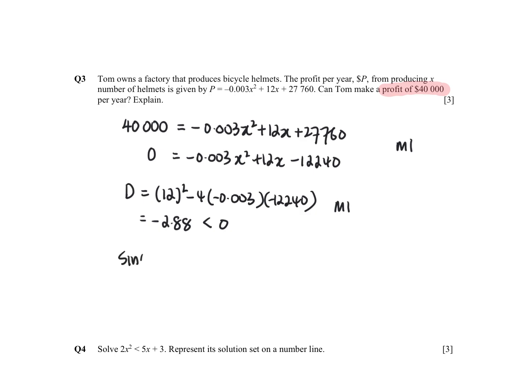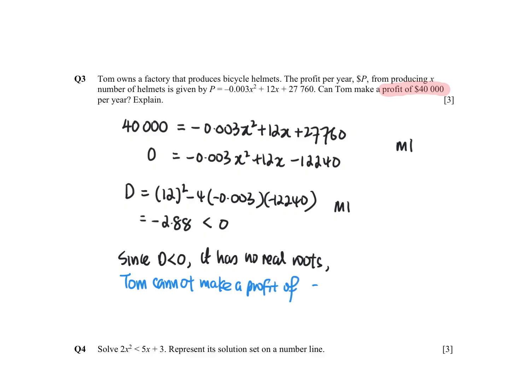Okay, so since D is less than 0, it has no real roots. Then you need to answer the question. Tom cannot make a profit of 40,000. Okay? So it's because you have proven that there is no solution to 40,000.